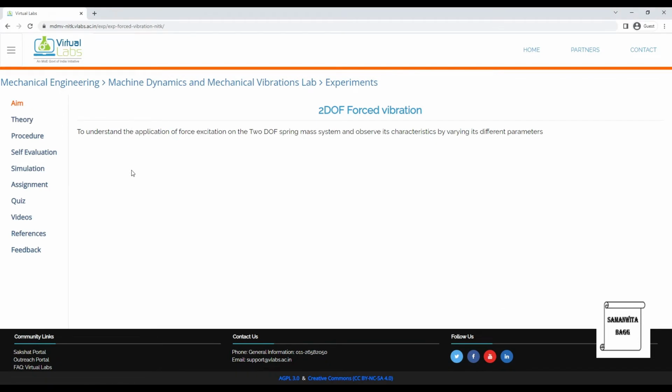The aim of the experiment is to understand the application of force excitation on the 2 degree of freedom spring mass system and observe its characteristics by varying its different parameters.